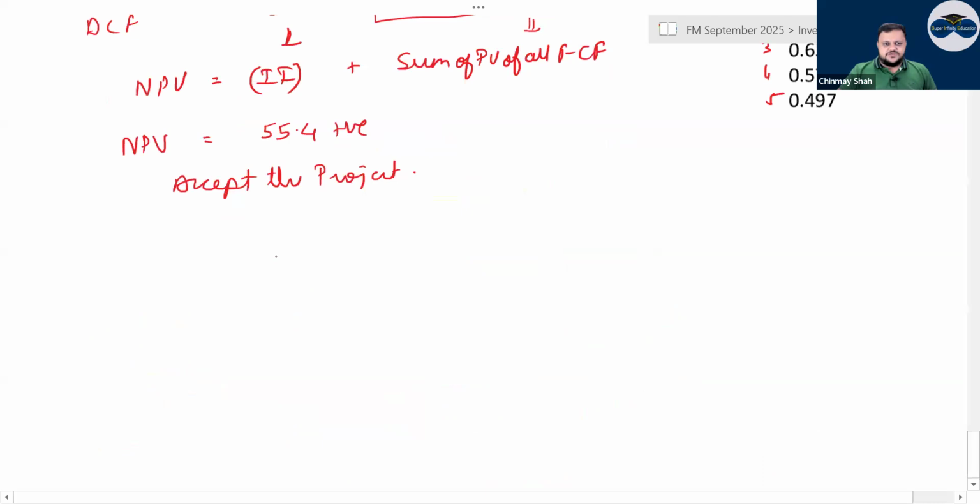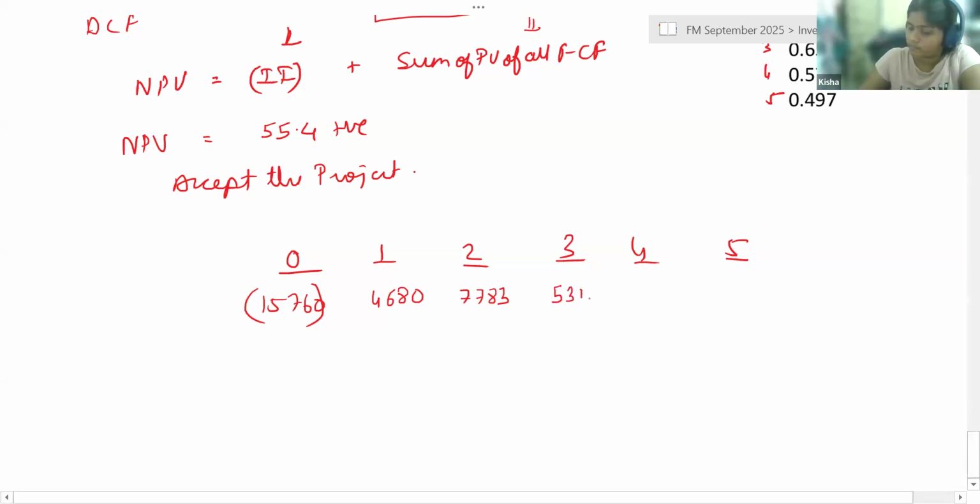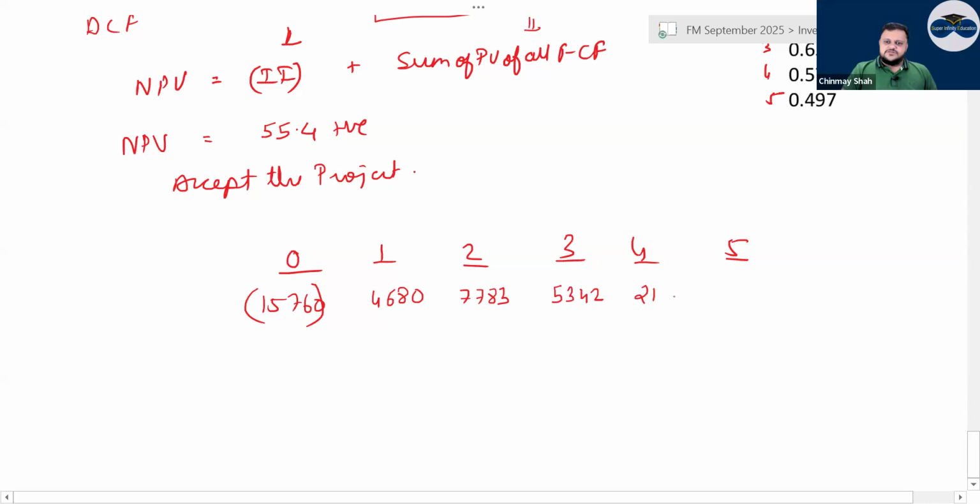Quickly do the question. Years 0, 1, 2, 3, 4, and 5. Net cash flows: negative 15,760; 4,680; 7,783; 5,342; 2,178; 3,788. This is net cash flow.